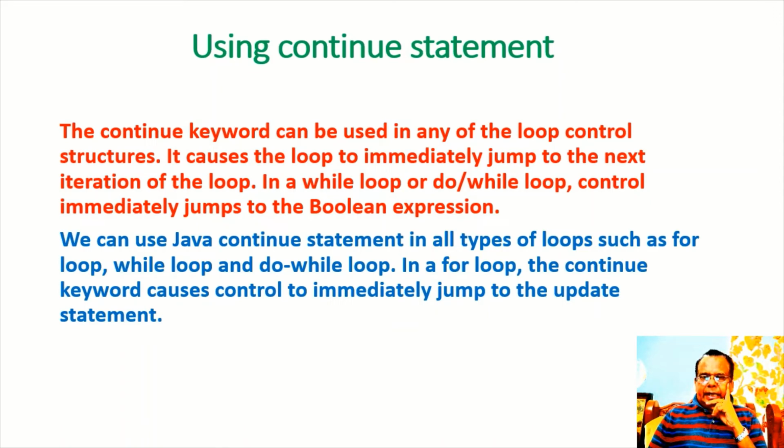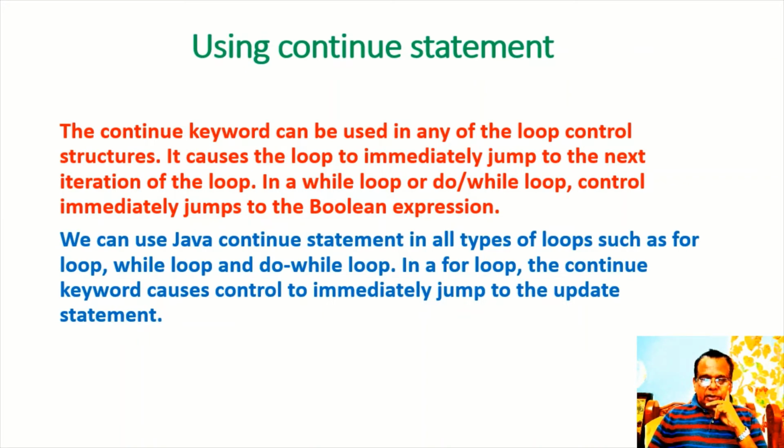Using continue statement. The continue keyword can be used in any of the loop control structures. It causes the loop to immediately jump to the next iteration of the loop. In a while loop or do while loop, control immediately jumps to the Boolean expression.